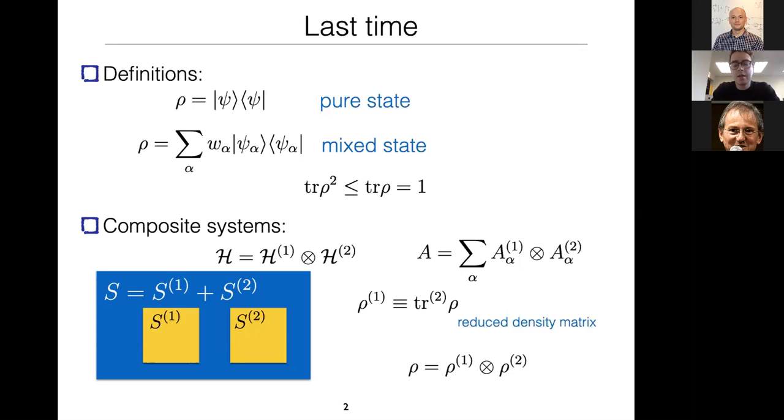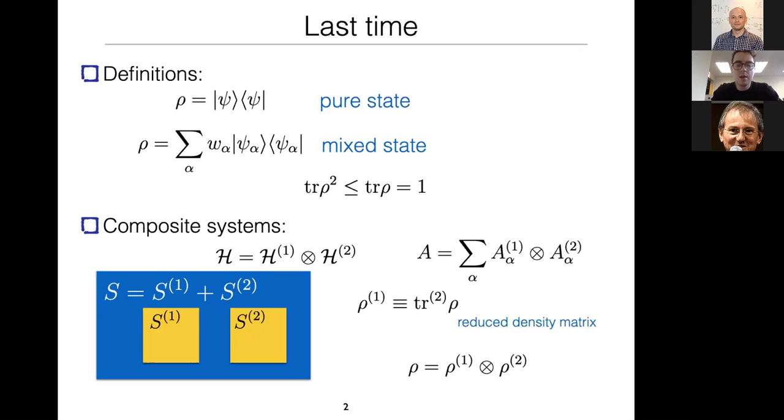A mixed state is a sum of pure-state projectors weighted, or with coefficients given by the weights W alpha. And these weights W alpha are normalized to unity, in the sense that the sum of W alpha over all alpha is equal to 1. In this way, you can interpret these weights as corresponding to classical probabilities.